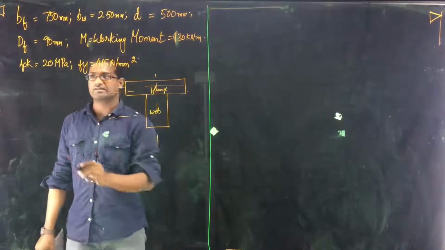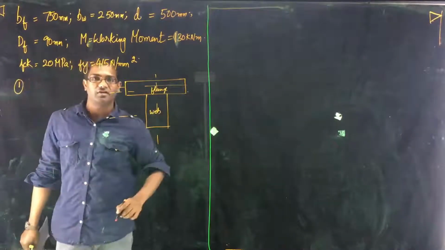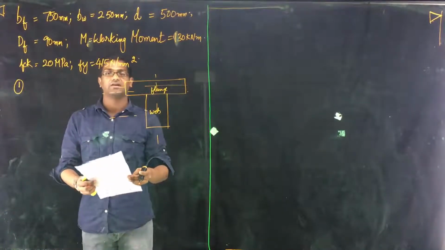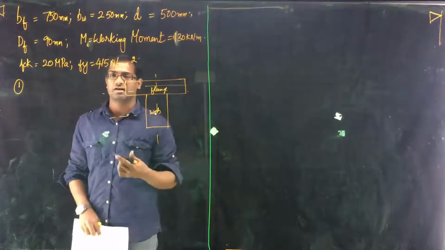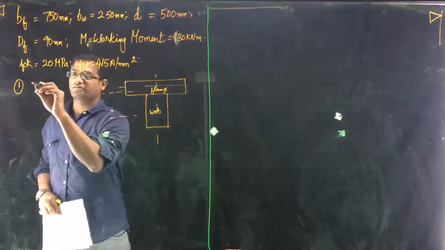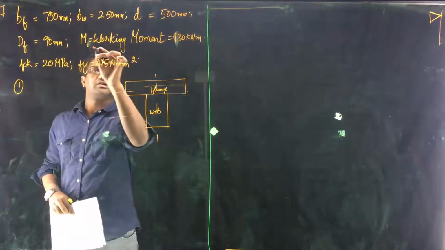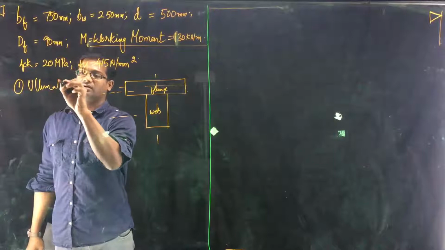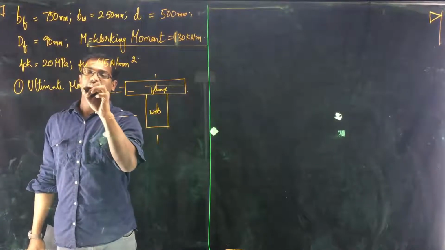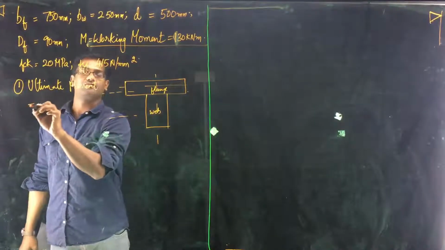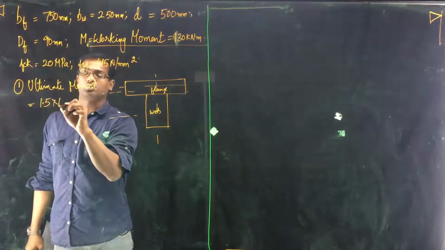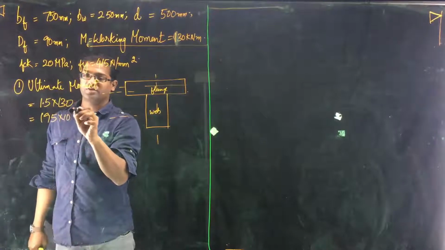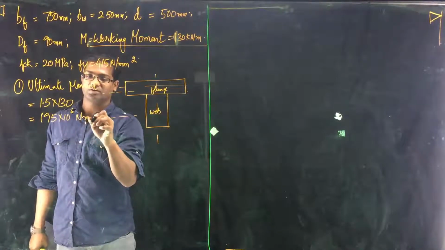So in order to analyze this, in the first case, we will assume that the neutral axis is within the flange and we will calculate the moment of resistance and then we calculate the steel, right? Before assuming this, here the working moment is given. So we can calculate the ultimate moment, because we are following the limit state design, that is 1.5 into 130, which will come to 195 into 10 power 6 Newton mm.